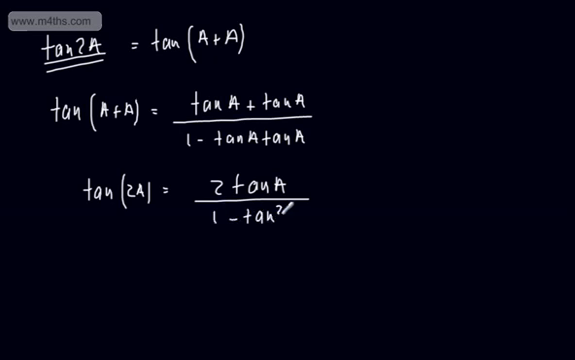All we've done is taken B to be equal to A. Usually if we had the tan of A plus B, it would be tan of A plus tan of B over 1 minus tan A tan B. We've just switched this up and written it in terms of A. So there are 3 different double angle identities. We've got tan 2A, cos 2A, and sine 2A. As stated earlier, these are hugely important for calculus.